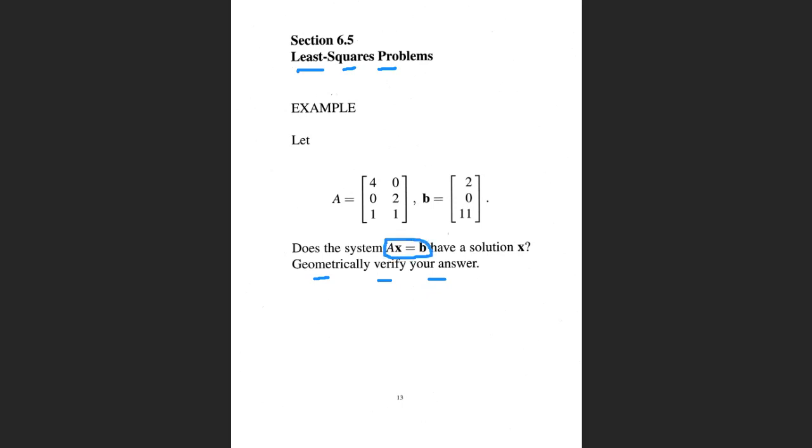So what I'm giving you are helpful notes for section 6.5. It actually relates to example 1, but I'm adding some detail into the notes to help you get a geometric understanding of what's going on here with these least squares problems. So let me give you a moment to copy this example down.